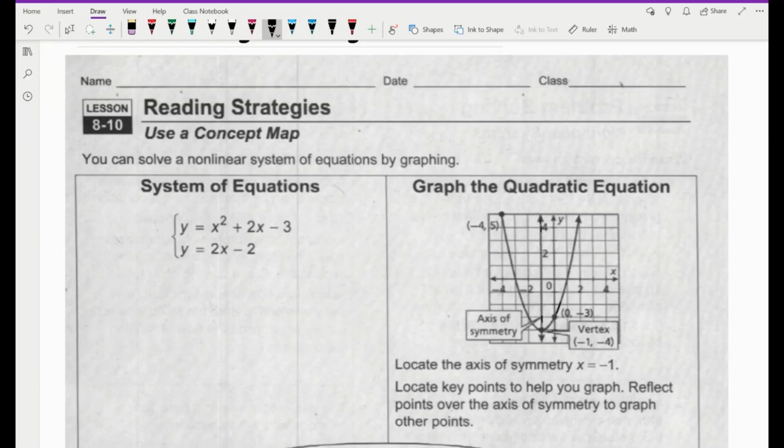Welcome class to lesson 810. In this video, we're going to go over the reading strategies and a worksheet on solving nonlinear systems.